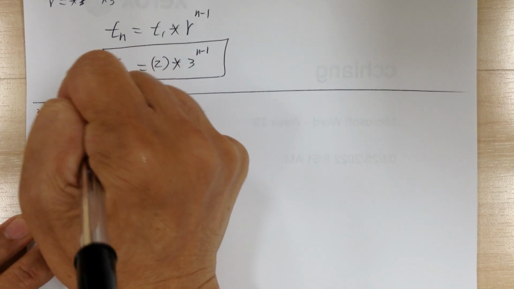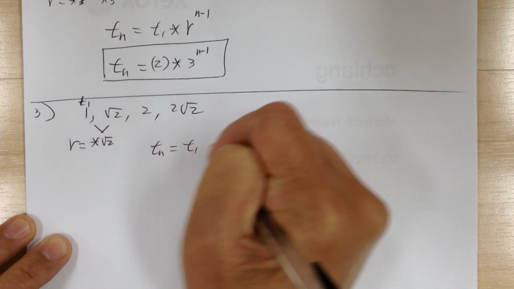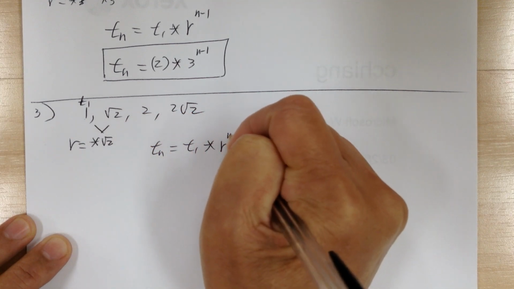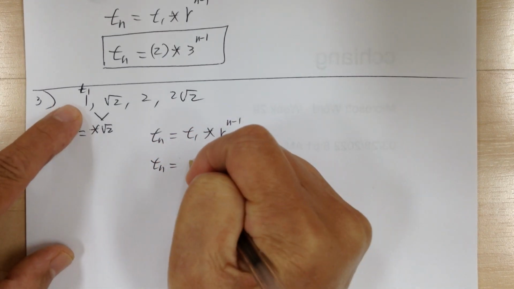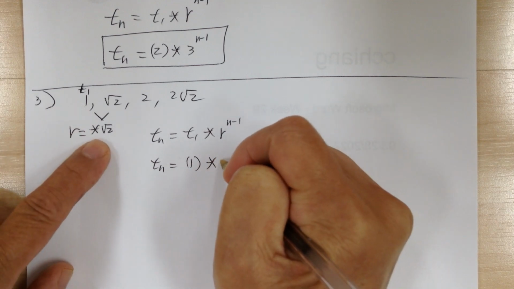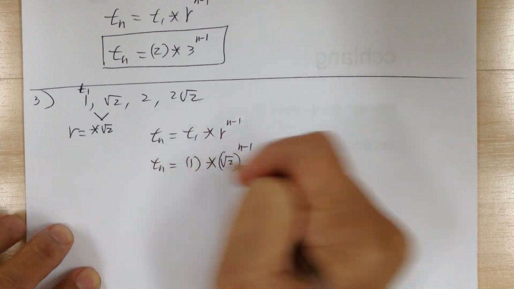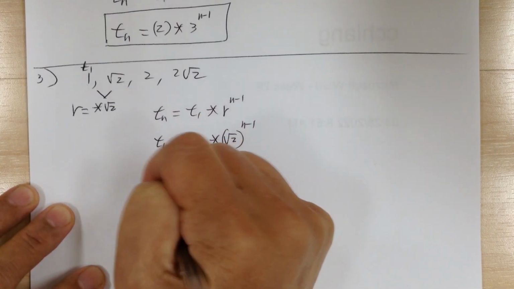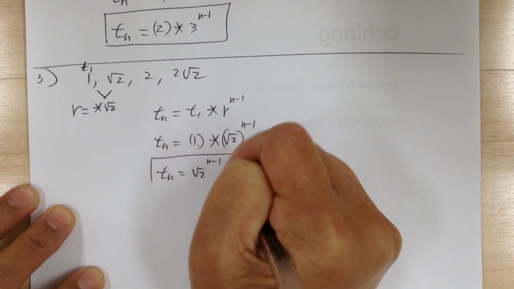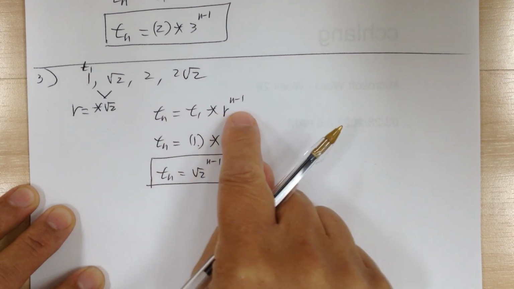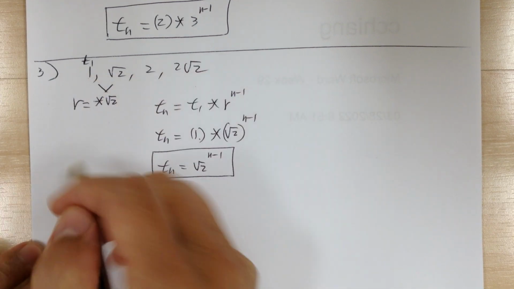Okay, and here's your T1. So you can start with your general formula, T of n equal to T1 times R to the n minus 1. So T of n equals T1 is 1, and R is square root of 2, to the n minus 1. Then you simplify a little bit, get rid of the 1. So T of n equals square root of 2 to the n minus 1. Again, this is a general formula, and this is the formula for this particular problem.